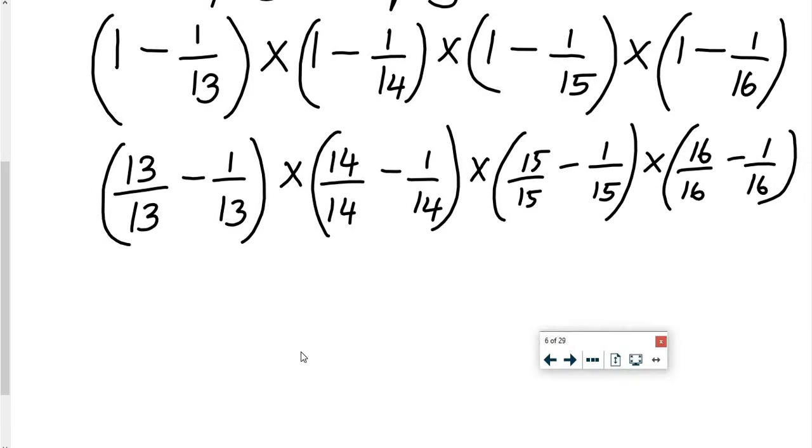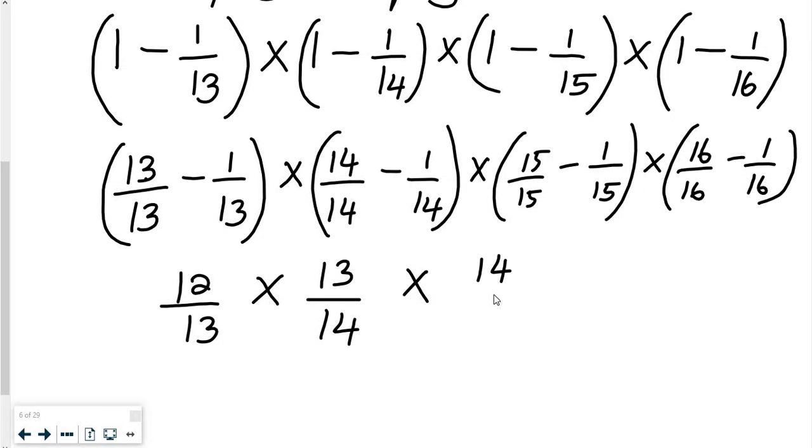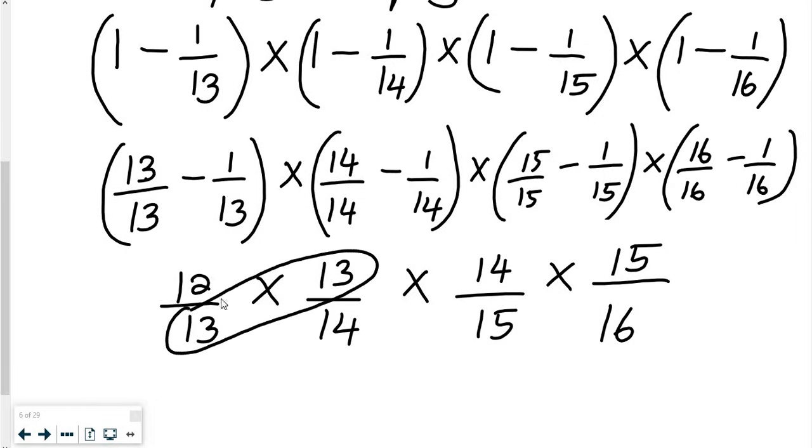It's pretty simple. Because the denominators are the same, what I will do is 13 minus 1, which is 12 upon 13, into 14 minus 1, that will be 13 upon 14, into 15 minus 1, that will be 14 upon 15, into 16 minus 1, that will be 15 upon 16. Now, can you see how telescoping works?